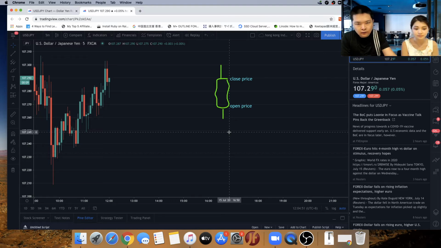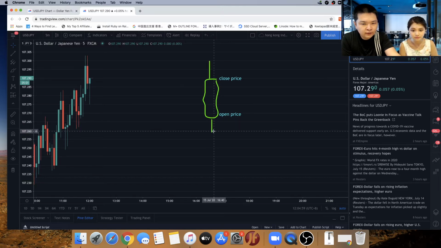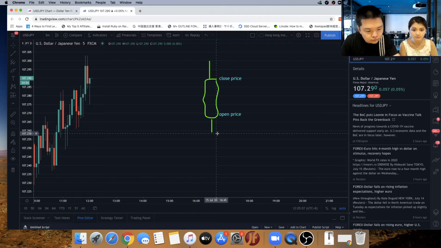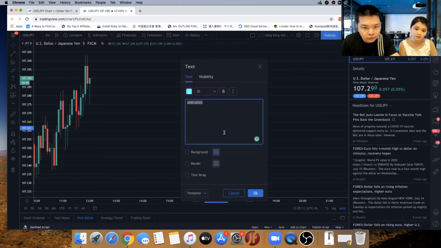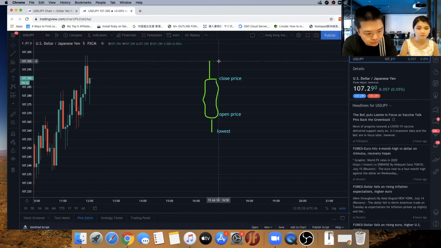Right. So you have the open price, which is the bottom of the candle. The candle closed here. What are these two things here? This is the lowest price. So here is the bottom of the candle, the lowest price it has achieved. And this one is the highest.